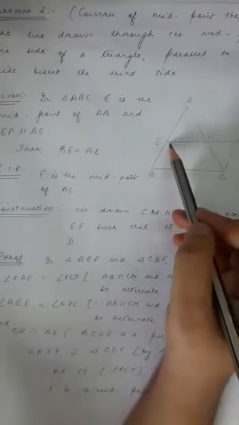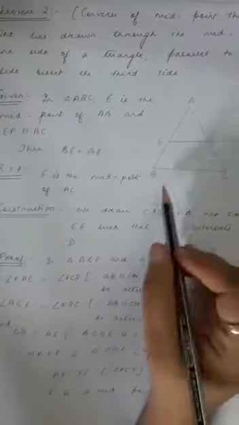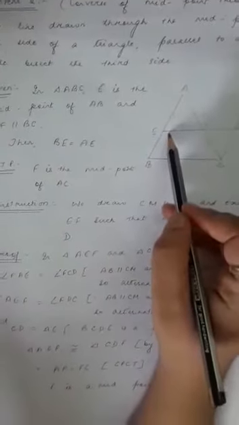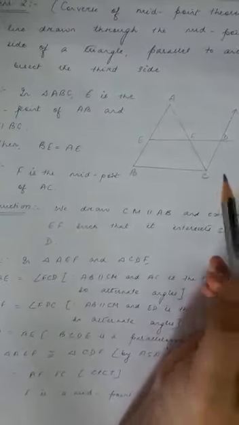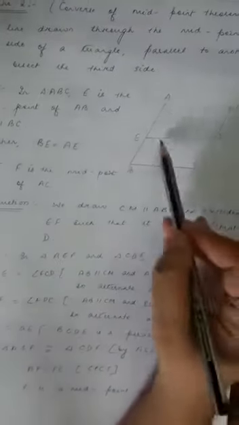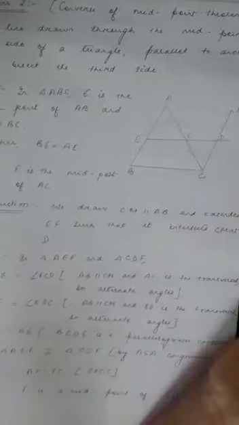Now we'll go to the converse of this theorem, which is theorem number 2. It states that the line drawn through the midpoint of one side of a triangle parallel to another side bisects the third side. For this also we draw a diagram in which it is given that ABC is a triangle and E is the midpoint of AB and EF is parallel to BC. Then BE will be equal to AE because E is the midpoint. We need to prove here that F is the midpoint of AC. So here also we draw a construction in which we draw CM parallel to AB and extend EF such that it intersects CM at the point D.